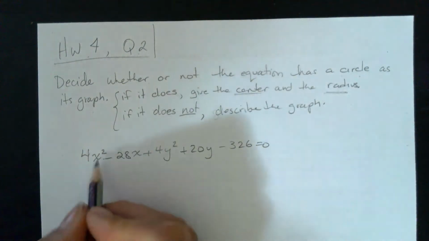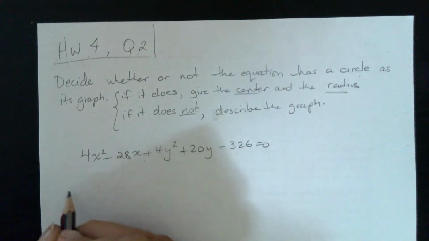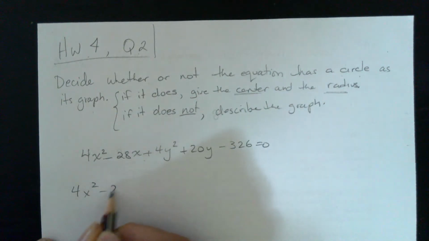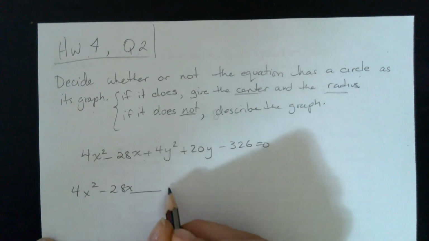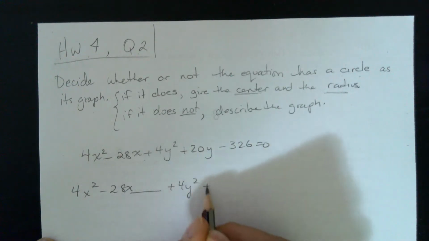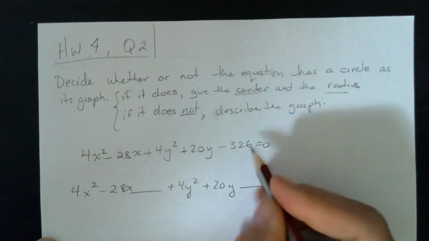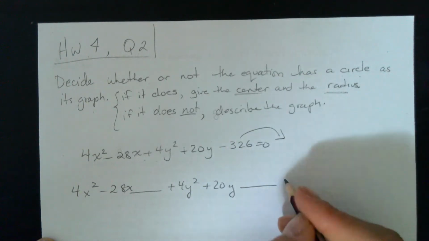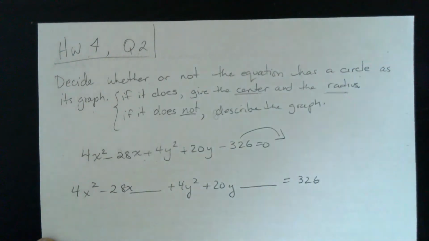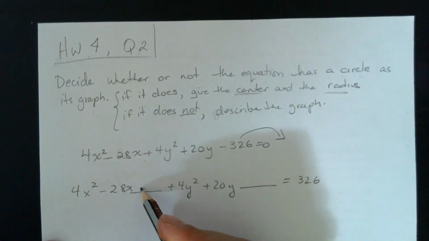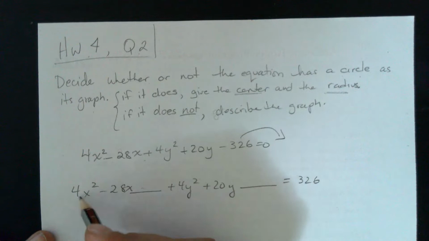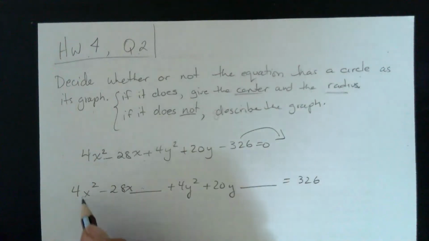What we first have to do is put our x's together. They are together already, but we put a space after the x. And then we have to move this constant term to the other side. But in order to complete the square, we have to have in front of the x just a 1. And we didn't do this in class, so this one's slightly different.